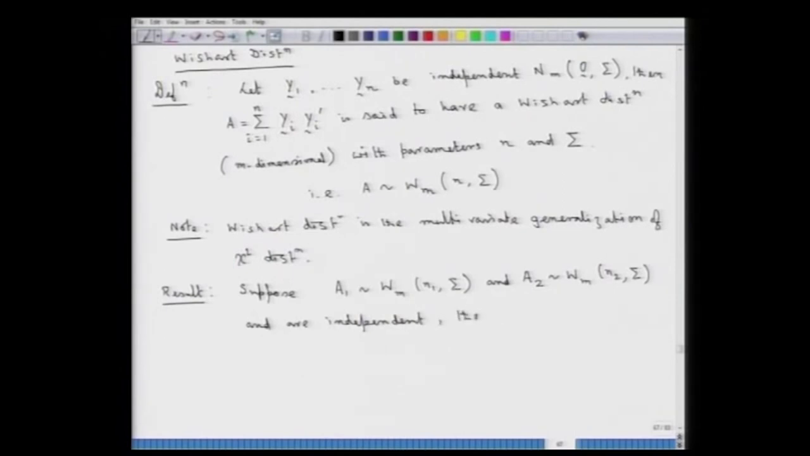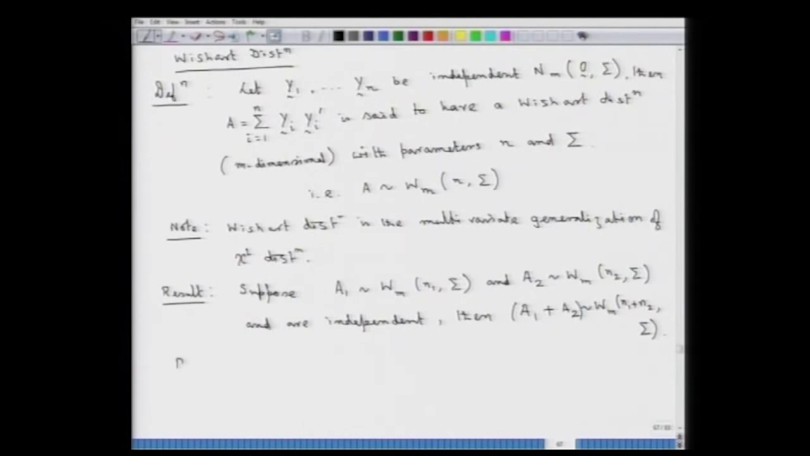Then the sum of the two Wishart distributions, which is another random matrix, A1 plus A2, will also follow a Wishart distribution with the same dimensionality, degrees of freedom n1 plus n2, and the same associated variance covariance matrix. So this random matrix A1 plus A2 thus also has a Wishart distribution. Once again, one would recall that a similar result holds for a chi-square distribution, which comes from random sampling from a univariate normal distribution.